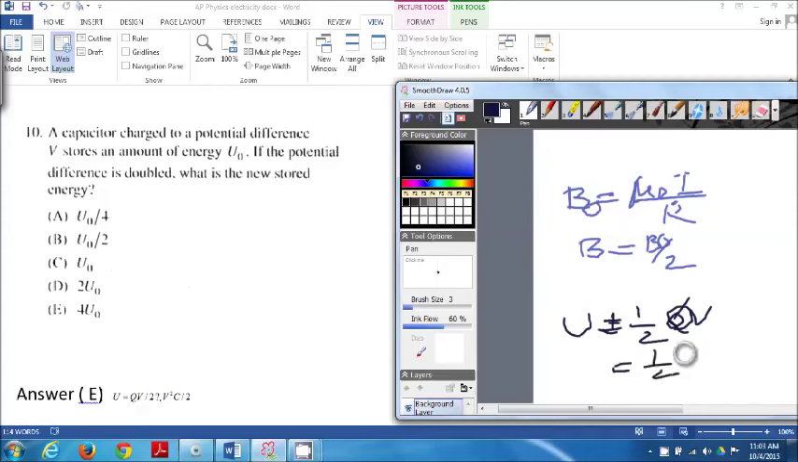So Q is CV. So already there is a V, so this becomes V square. So once the potential difference is doubled, this goes by 4 times. So the answer is E.